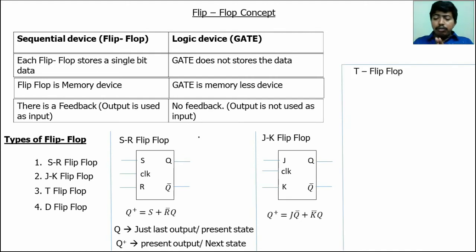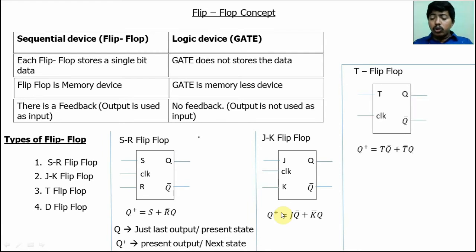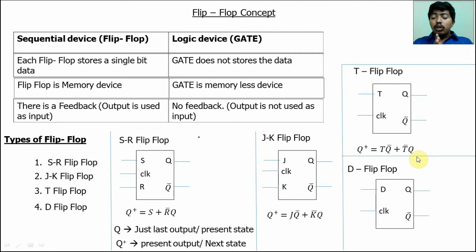For the T flip-flop, it is the same as the JK flip-flop. Here, instead of different J and K inputs, a single input T is given. So we get the equation Q plus is equal to T Q bar plus T bar Q, which is an XOR gate. Then finally the D flip-flop. The D flip-flop output is Q plus is equal to D. These four equations you should know at any time.